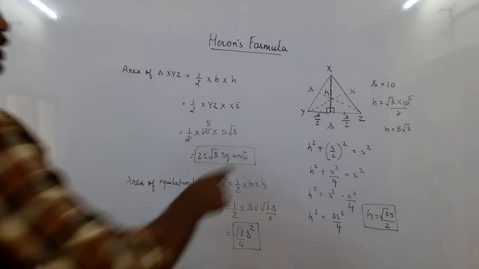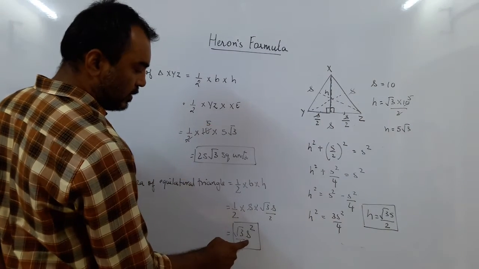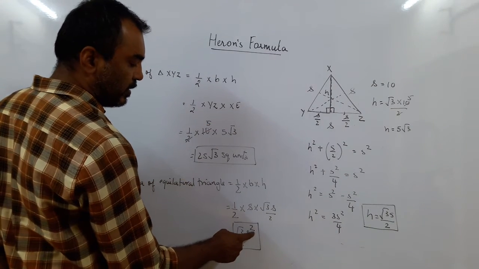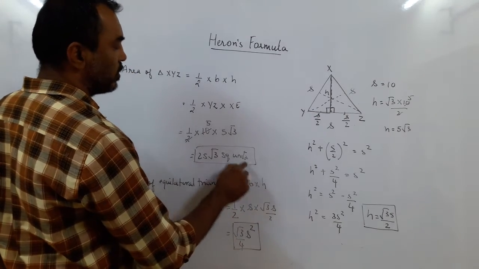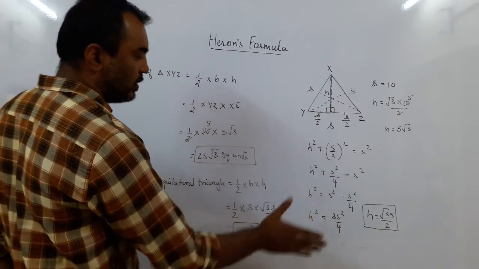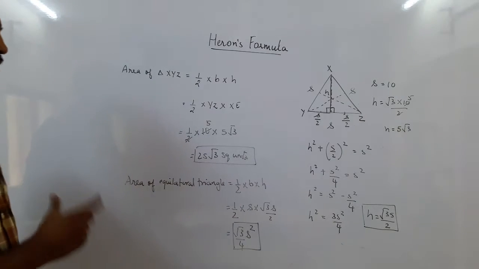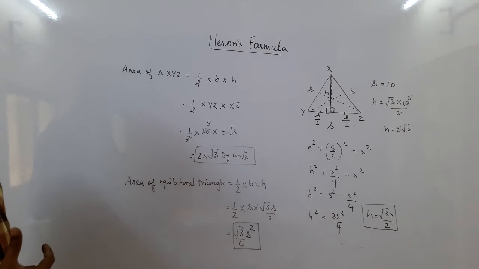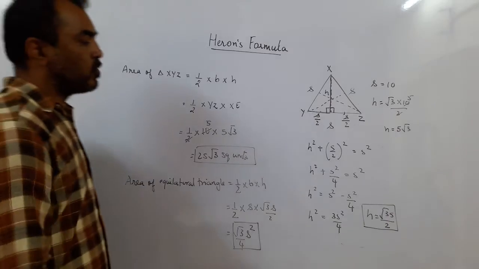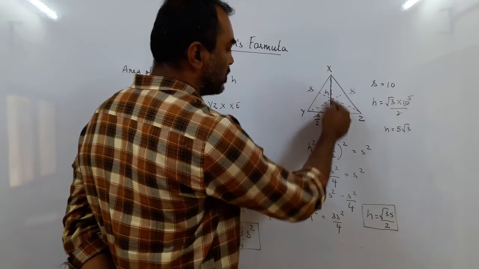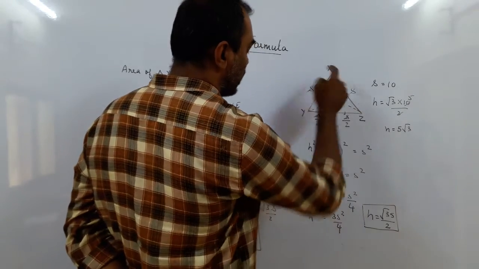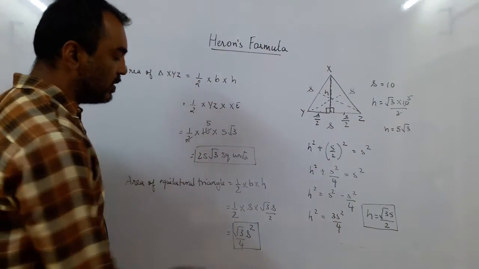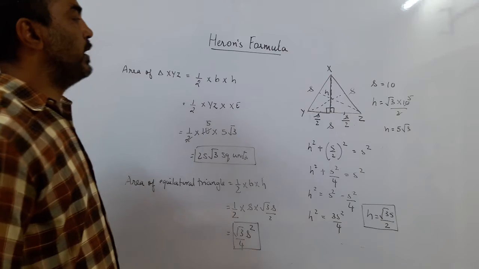Now check, when this side was 10, what is 10 square? 100. 100 divided by 4 is 25. So 25 root 3, that is what we got. So in the equilateral triangle, we have derived a formula to find out the area. Two things in this formula to remember: the altitude of an equilateral triangle is root 3 by 2 S, where S is the side of the triangle, and the area of the triangle is root 3 by 4 S square.